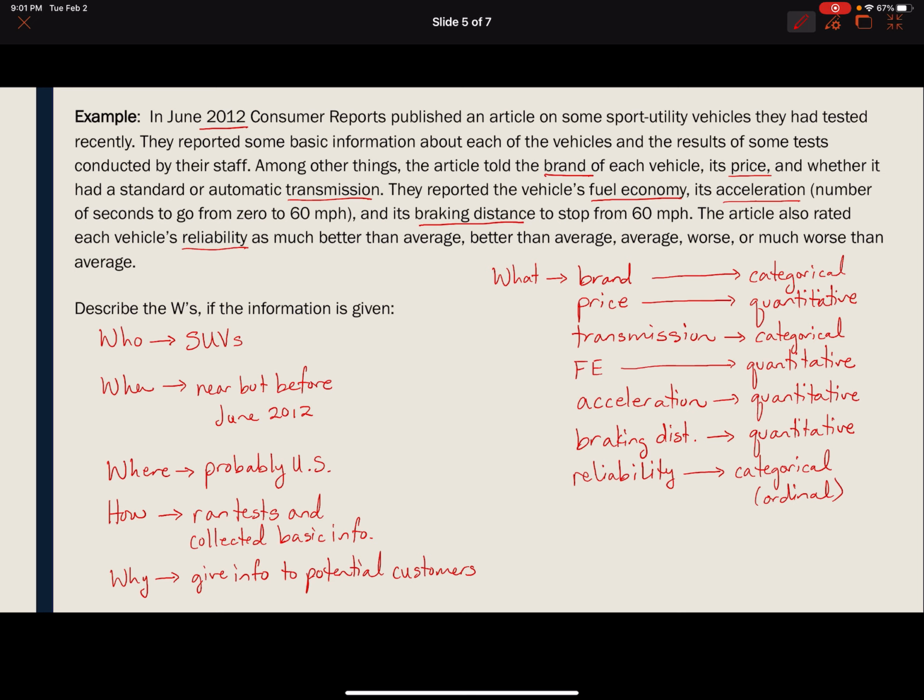Okay, so looking at, hold on, it's going to make me take my pencil away.